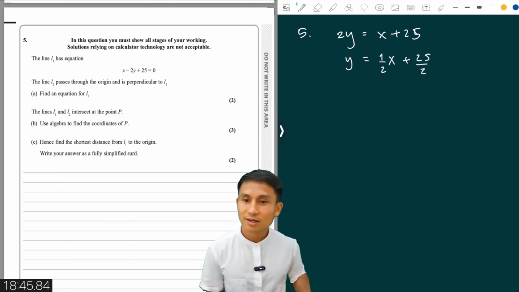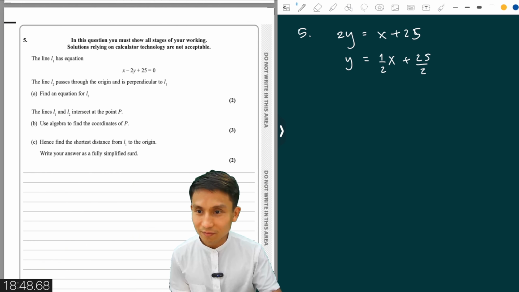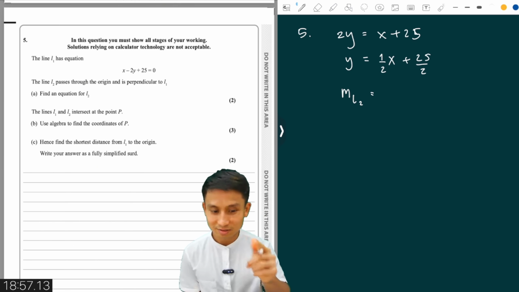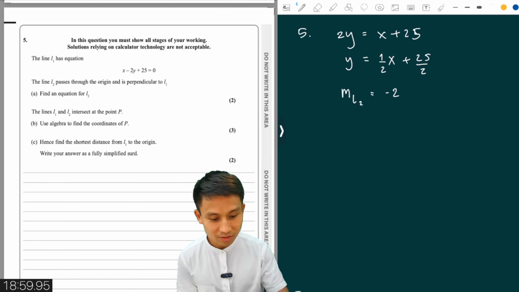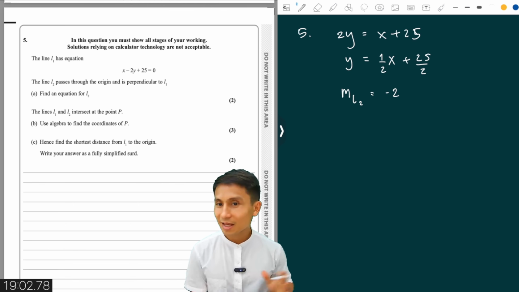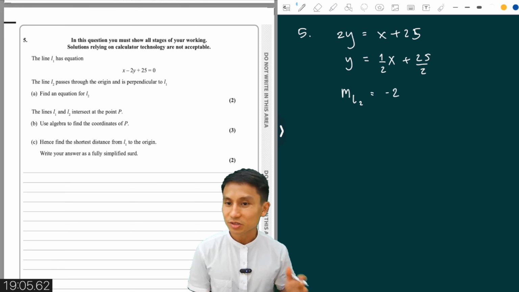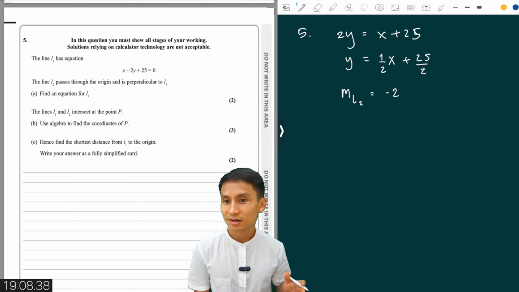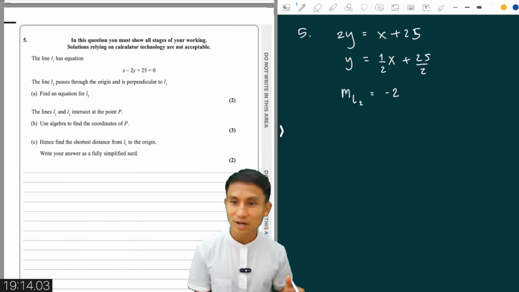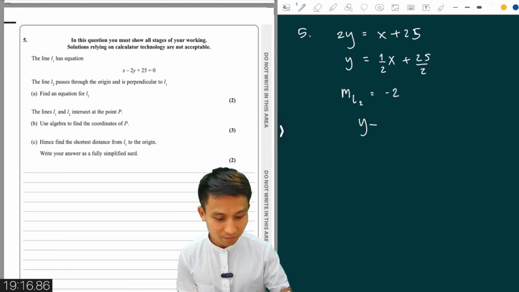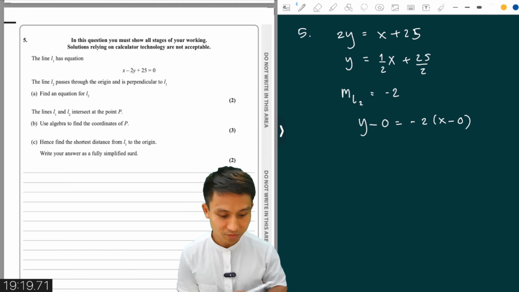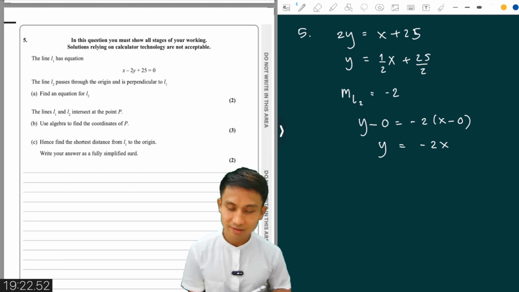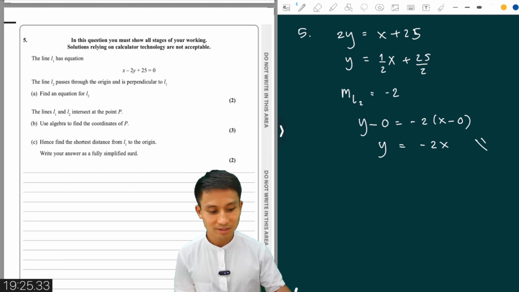Here we go. And then the gradient of line L2 is then the perpendicular one, right? Because it's perpendicular to L1. So that is just minus 2. And then they intersect each other at the origin. Oh, no, sorry. Line L2 passes the origin. Yeah, line L2 passes the origin. So it's just y minus 0 equals minus 2, x minus 0. So that's just y equals minus 2x. There you go. Okay, simply.